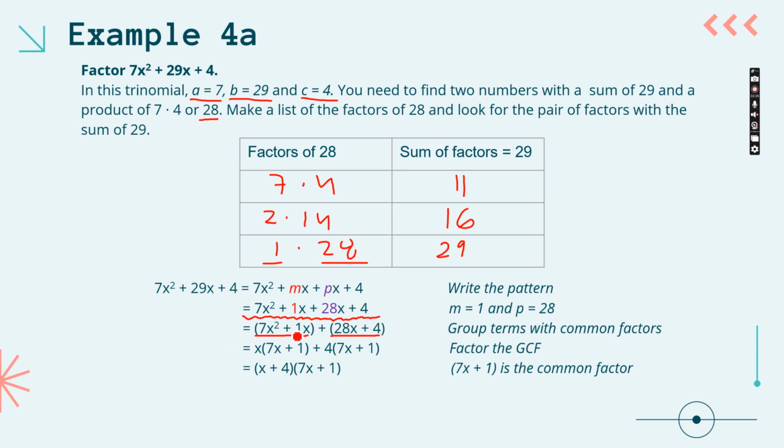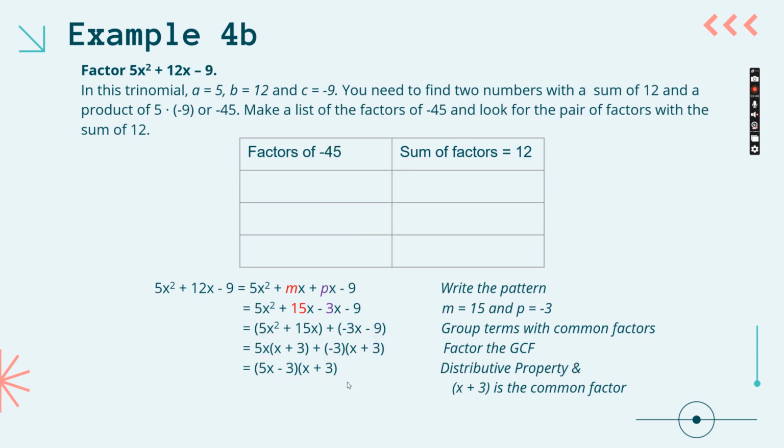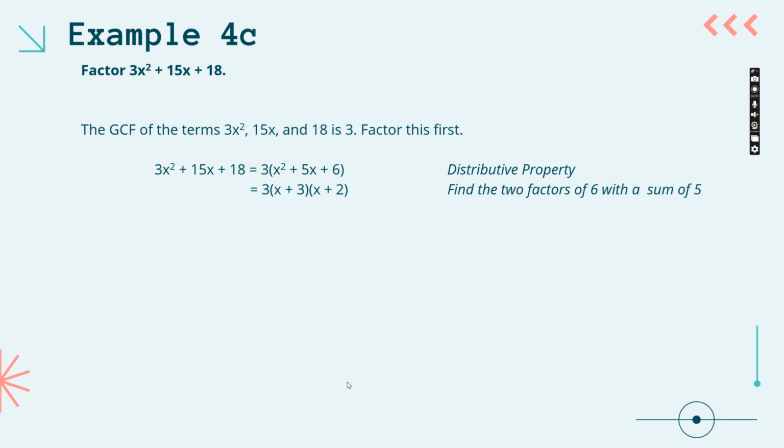One GCF here in our first group is just going to be x, while the other in our second group should be 4. Factoring them out, we notice that we have similar factors, 7x plus 1 on both sides, so we can go ahead and combine our x and our 4 together, giving us x plus 4, multiplied by its common factor, which was 7x plus 1. So not too bad, right? Very easy, right?